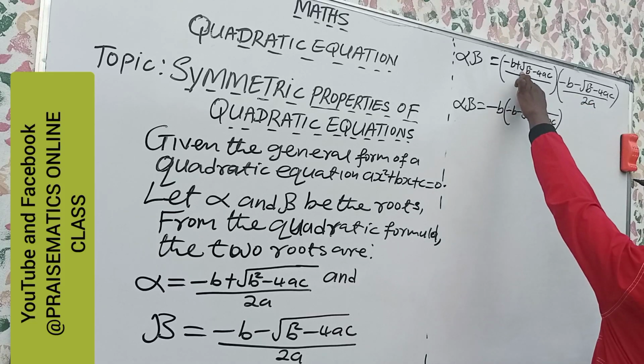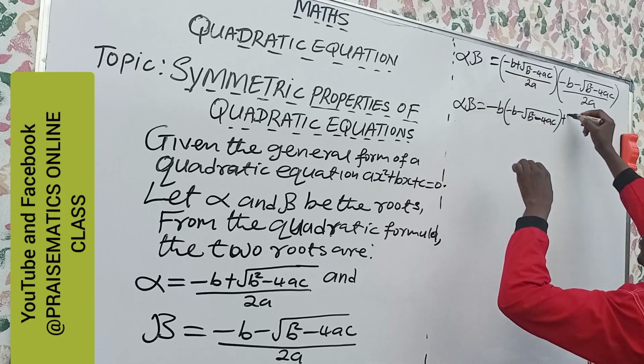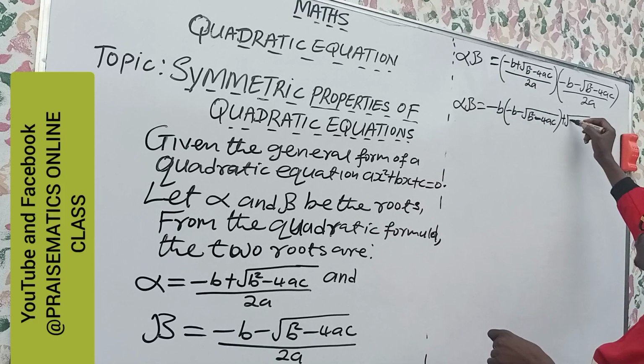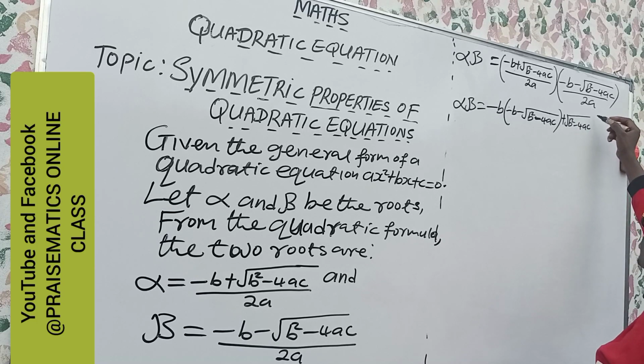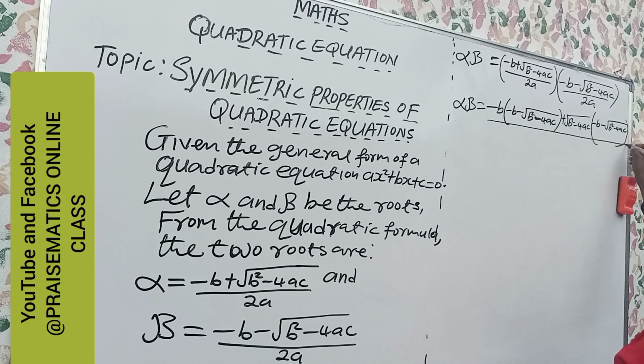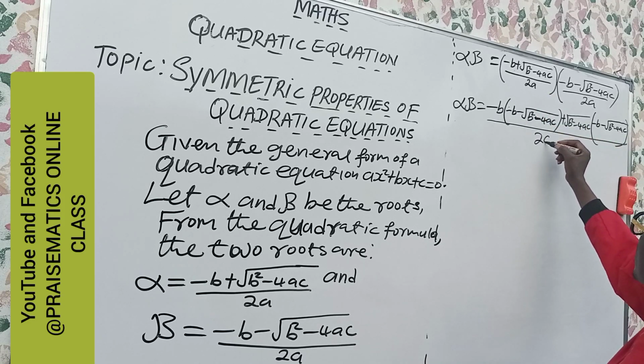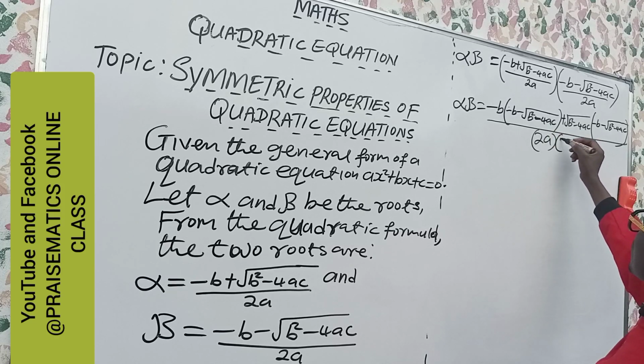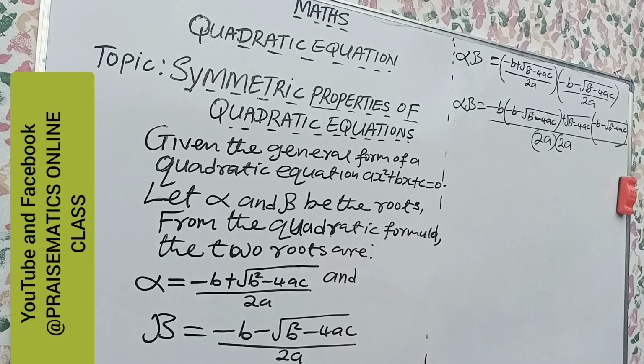We are left with this one plus square root of b square minus 4ac, multiplied by everything that is there, minus b minus square root of b square minus 4ac, all of this over 2a multiplied by 2a. That is how to get it.